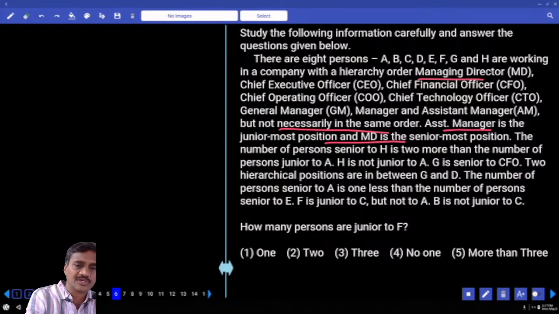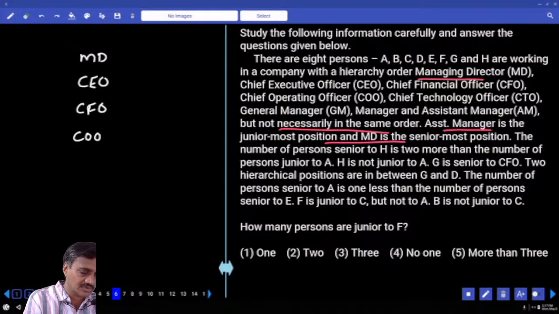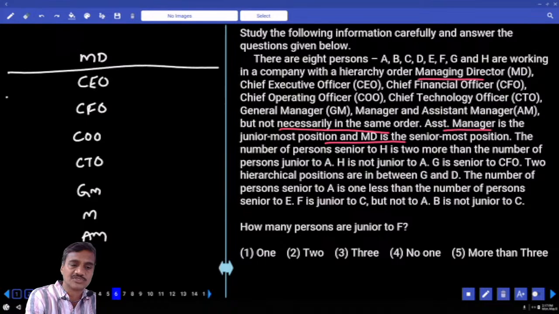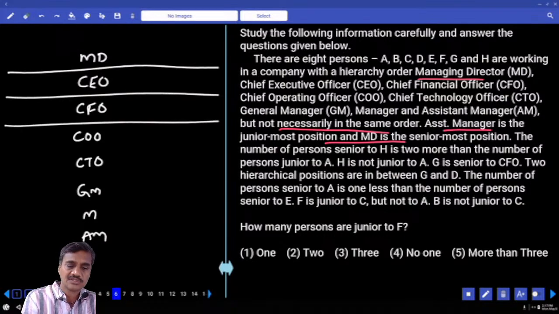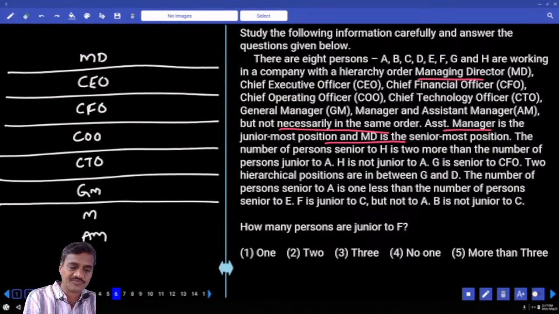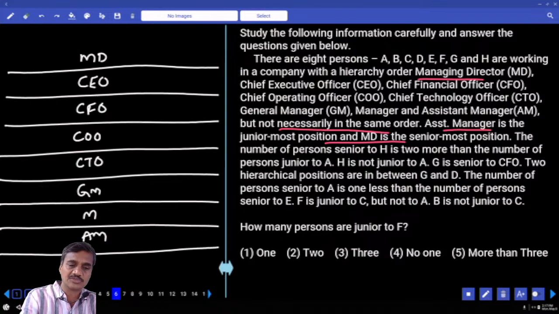So we need to start from here: MD, managing director. And the next one is CEO, then CFO, COO, CTO, GM, manager, and assistant manager. Then in this one, the number of persons senior to H is more than the number of persons junior to E. Tell me what are the different possibilities we have. The number of possibilities would be more.